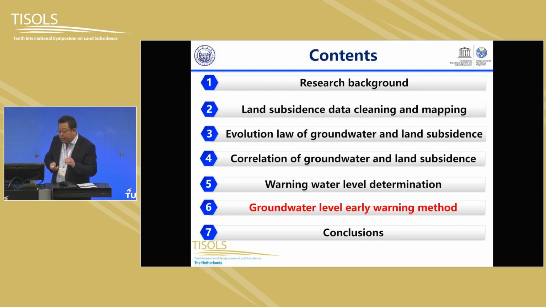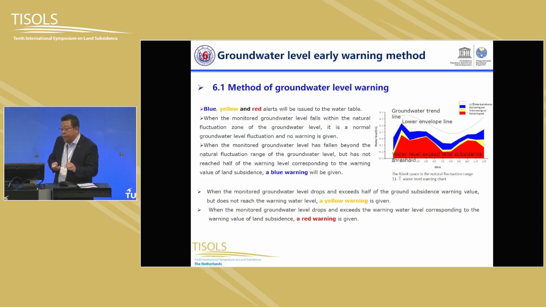And the sixth part is the groundwater early warning method. This one is a method to determine the groundwater level warning. You can see in this one the fluctuation trend of the groundwater level evolution. The top of the blue one is the envelope of the groundwater level fluctuation, the lower envelope. And the top of the red one is the groundwater level corresponding to the threshold of land subsidence. That is 10 millimeters per year.